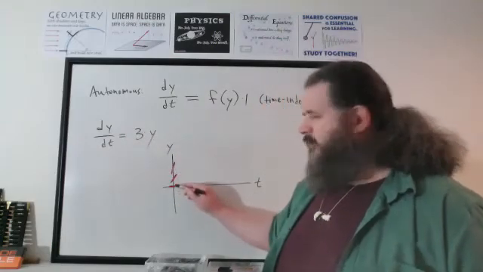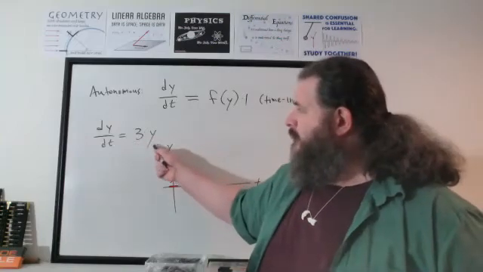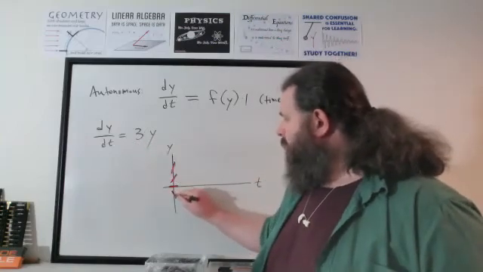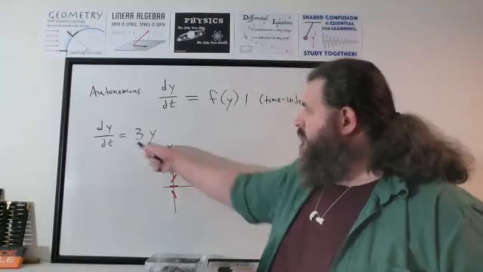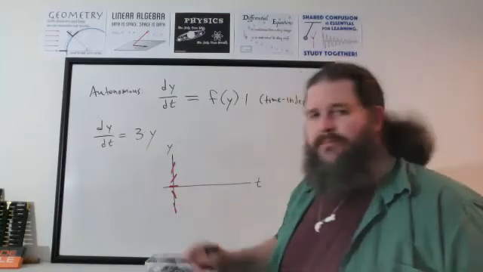Or if we go down, if we plug in -1 for y, 3 times -1 would be -3. So we'd have a slope of -3. Down one more space, 3 times -2 would be -6. So we have a slope of -6.